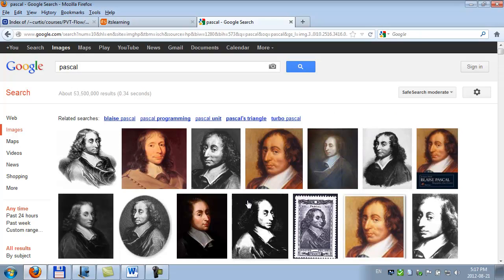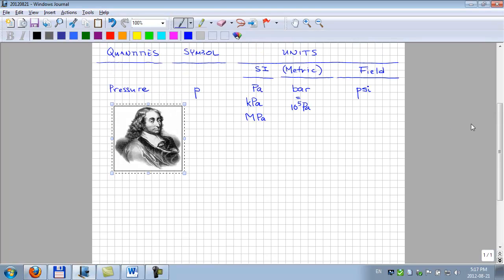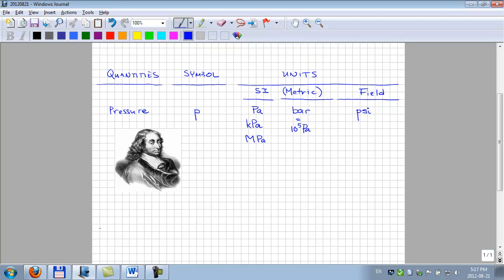So we'll continue on with pressure, Mr. Blaise Pascal. Now, what's special about pressure in the petroleum industry is that we have two kinds of pressure that we operate with. Okay. Before I go there, I don't want to get into the details of this, but this stands for pounds per square inch.